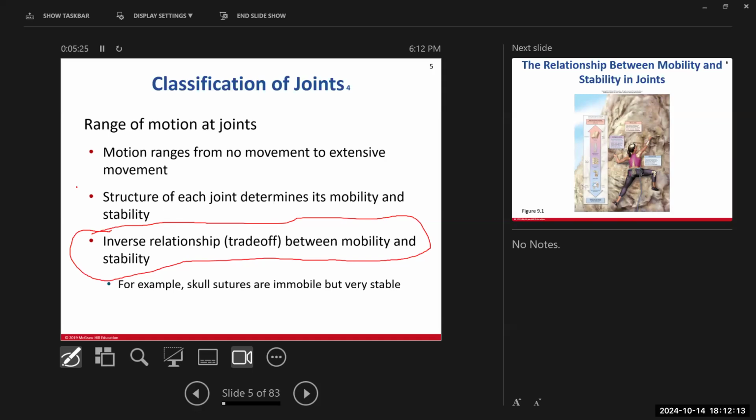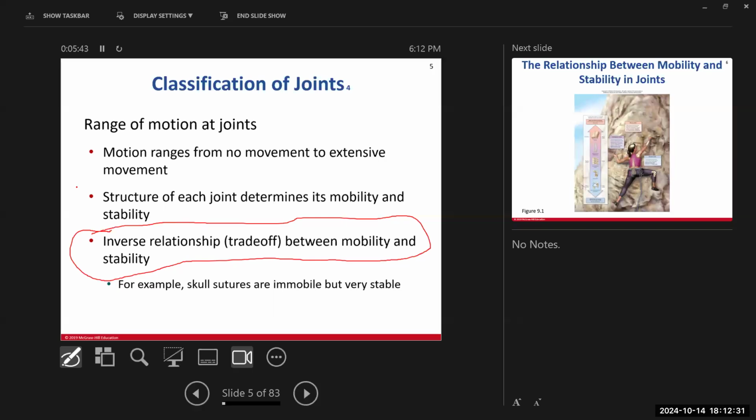So that's an inverse relationship. If you increase one, you decrease the other and vice versa. So here, when we're talking about stability and mobility, we have another inverse relationship. For example, if you increase the stability of a joint, then you're going to decrease the mobility.